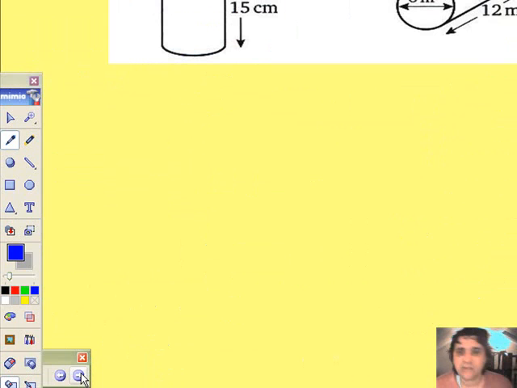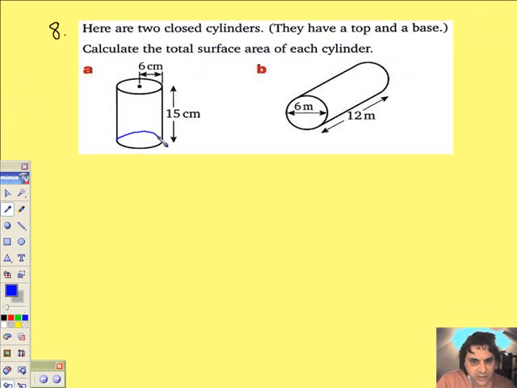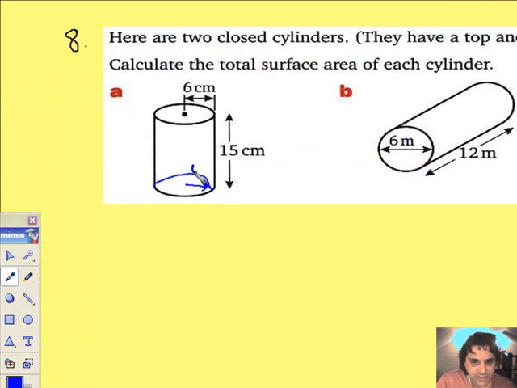Question 8. Here are two closed cylinders. In other words, they have a top and a bottom. They've got a radius of 6 there, and they've got a bottom part as well that also has a radius of 6. It's got a height of 15. Now, let's deal with this one first.